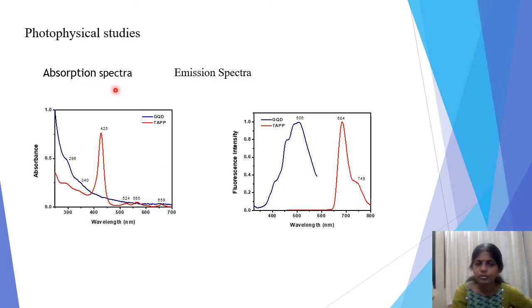The absorption spectra show that there is a shoulder peak at nearly 290 nanometer and 340 nanometer for GQD, and a sharp peak appears at 425 nanometer, and three peaks of low intensity appear in the range of 500 to 700 nanometer, which correspond to the Soret band and the Q band of the porphyrin derivative. And the corresponding emission spectra were also recorded, and the study shows that there is a peak at 506 nanometer for the GQD and at nearly 680 nanometer for the porphyrin derivative.